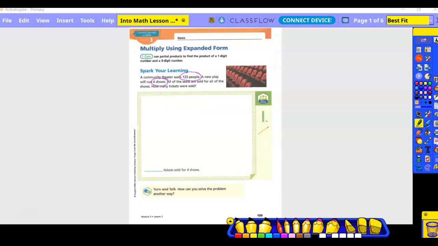And then we are going to use our base 10 blocks like they showed us that they want us to use over at the side. So we need 100, so that's a flat. We need 2 longs for the 10s and 3 small cubes for the ones place. And then we need to do that 4 times. We have 4 shows.